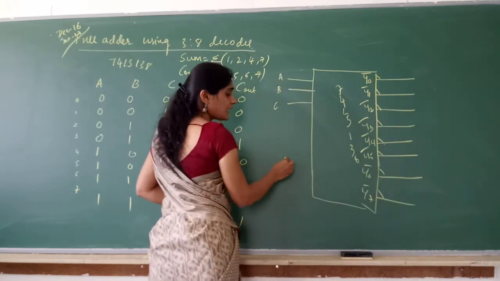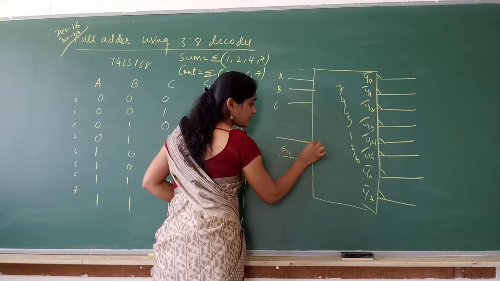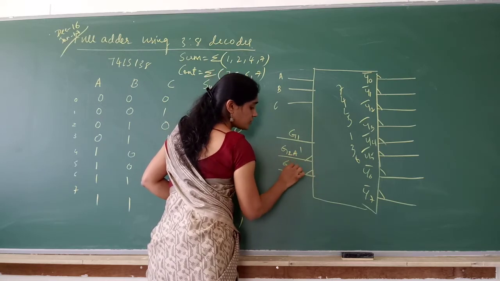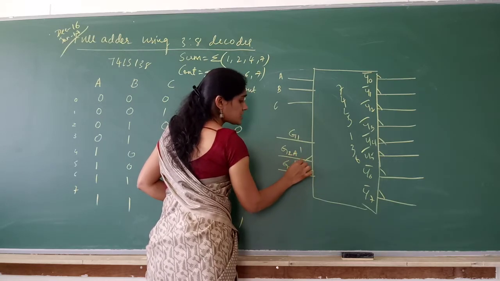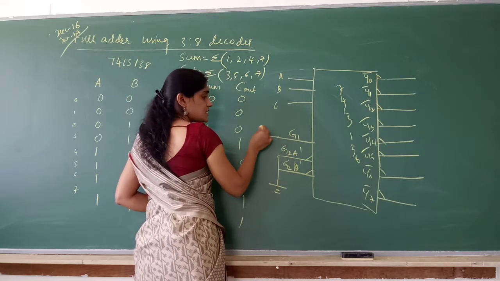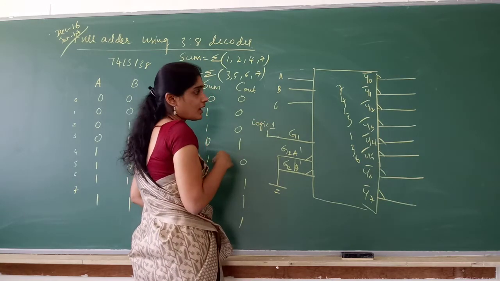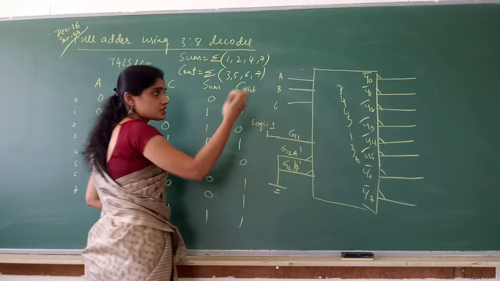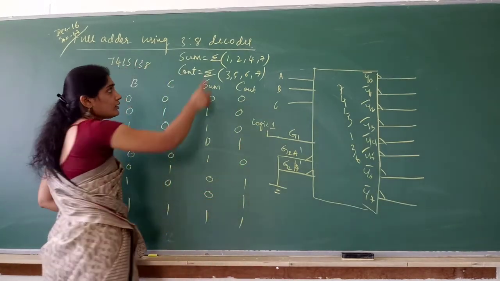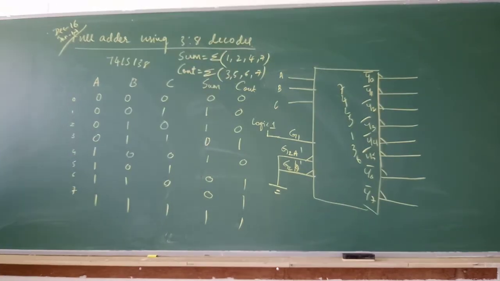And along with this we have 3 more inputs, the enable inputs. G1 is active high, G2A dash is active low, and G2B dash is active low. I must connect G2A dash and G2B dash to ground and G1 to VCC, or plus 5 volts, or logic 1. So now our IC is ready to decode the inputs into outputs because I am giving 1 0 0 as the enable input. Now how do I implement sum? What are the min terms for sum? 1, 2, 4, 7.